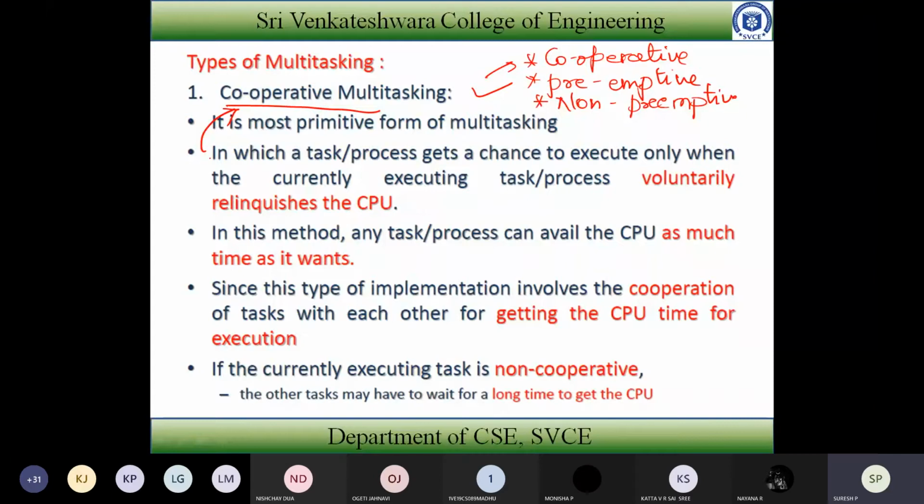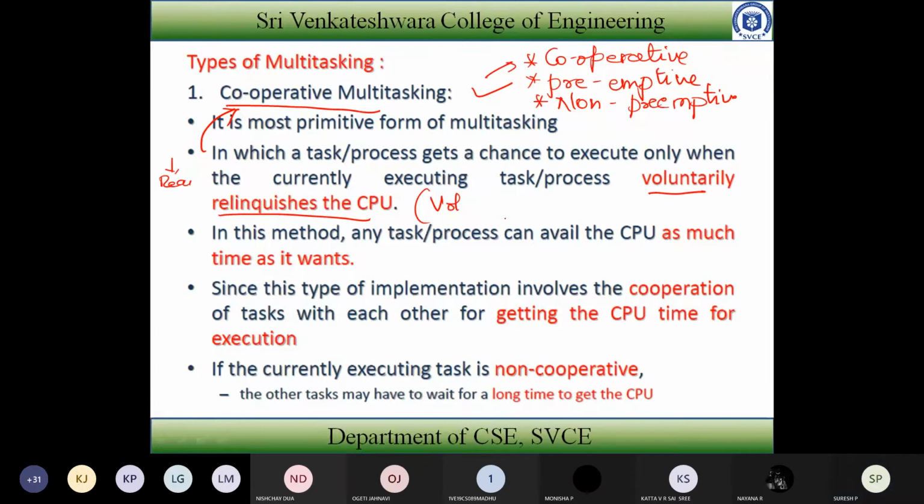That means what we are talking about here is with respect to the process. Okay, so the cooperation here is with respect to the process. So here what will happen? The task which is there in the ready queue will get the chance only if the currently executing task voluntarily relinquishes the CPU. Okay, so whenever a process is going to release the CPU, only at that time the next process which is there in the ready queue will get a chance to execute. Only if the current process releases the CPU.